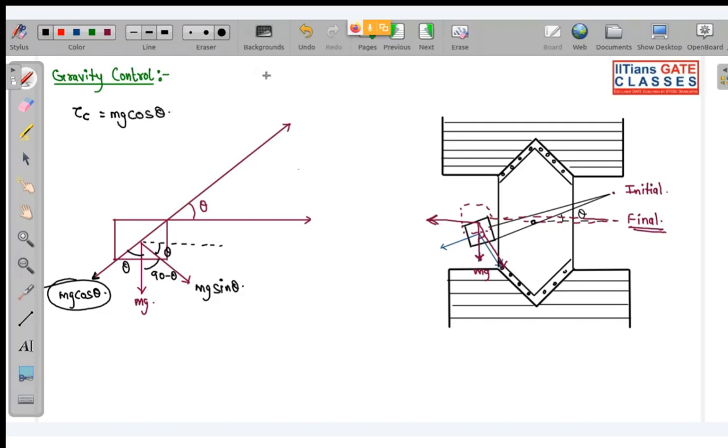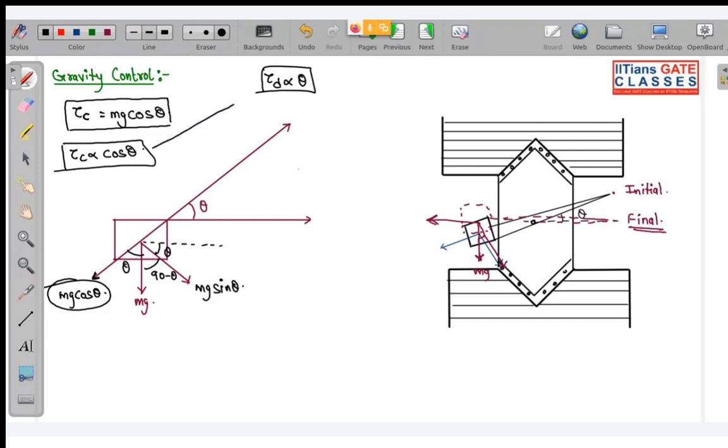But what we know is that TD is directly proportional to theta. And over here you can see TC is equal to mg cos theta, or TC is directly proportional to cos theta. mg is constant. So is there a direct relationship between these two? Please tell me yes or no. Is there a direct relationship?